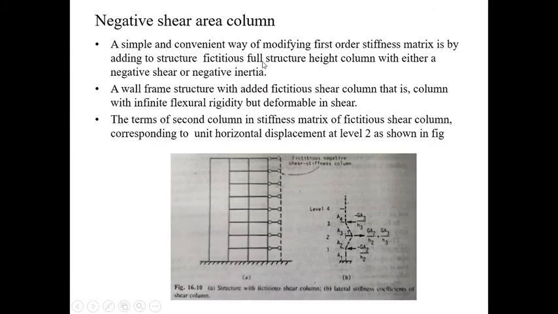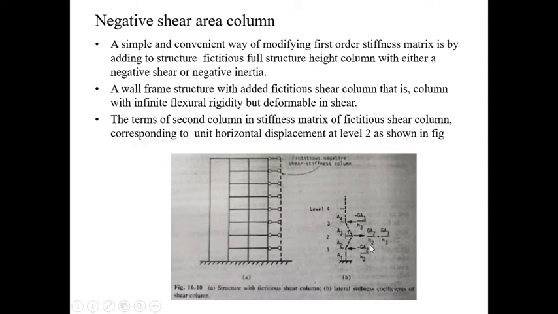So when we are considering a simple and convenient way for the first order analysis, we add a fictitious column. You can see a fictitious column is added. The first case we'll consider is the negative shear. So a negative shear area column is added. When you add that negative shear area column, this is the frame structure where the fictitious column is added, and then these are connected by links. It is shown in this way here. This is A1, A2, A3, A4. These are the shear areas. Now we consider a unit horizontal displacement at the second floor, at the second level. Then that is GA2 upon H2.